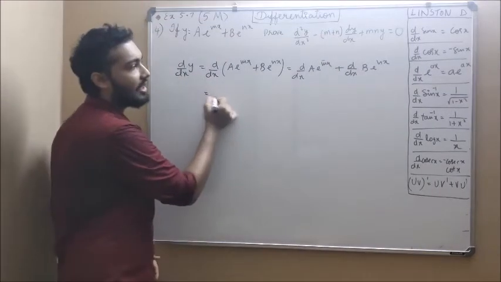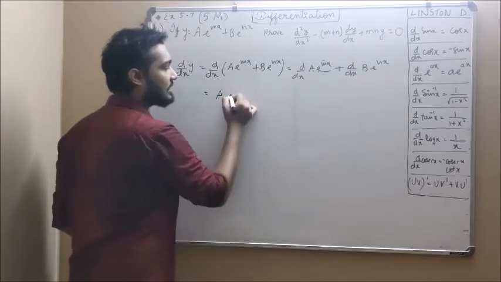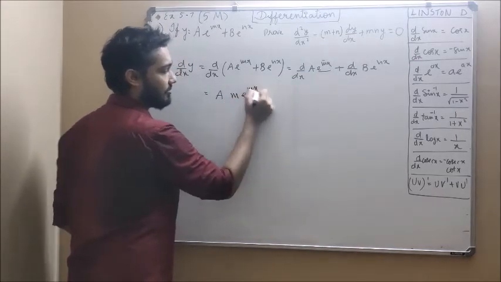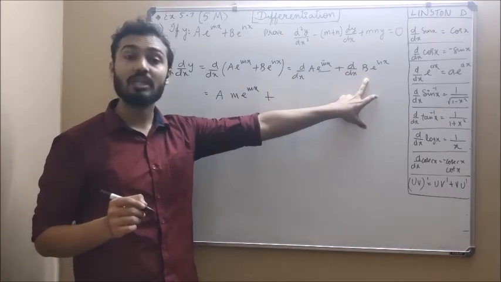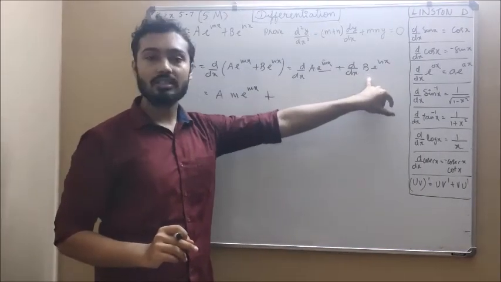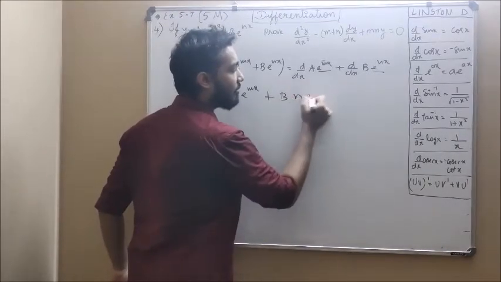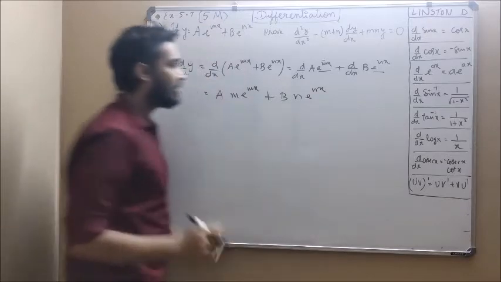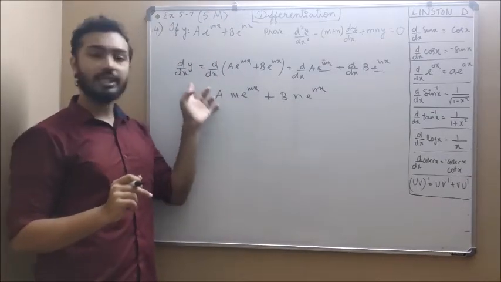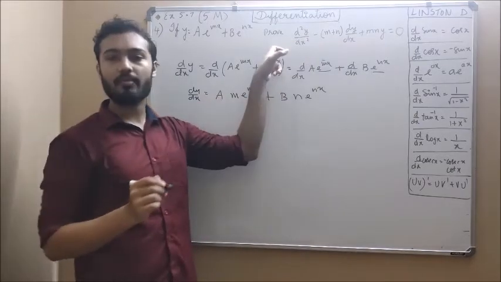So a is the constant taken outside. Differentiation of e^(mx) is m e^(mx). Plus differentiation of b e^(nx): b is a constant, take it out. Differentiation of e^(nx) is n e^(nx) by this formula. So this is the first order derivative dy/dx. Next we have to find d²y/dx².